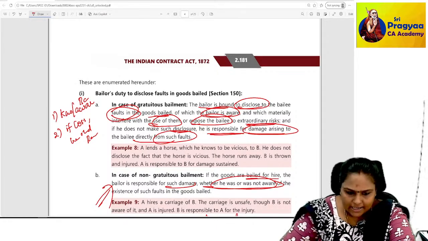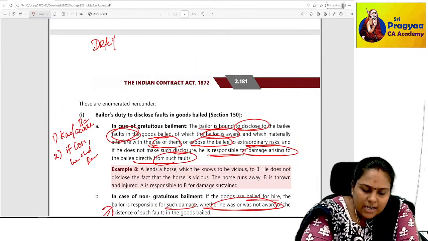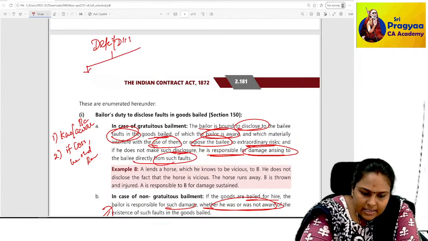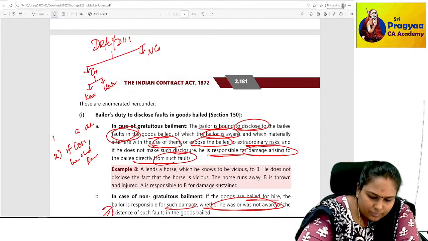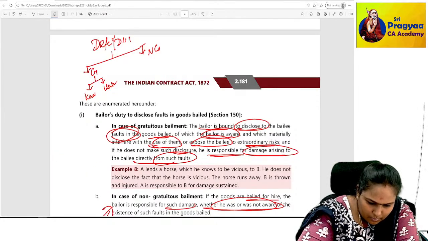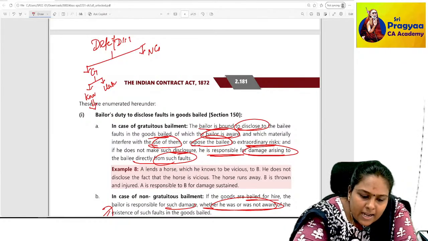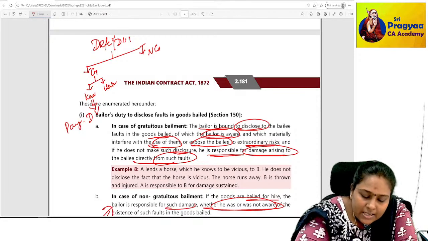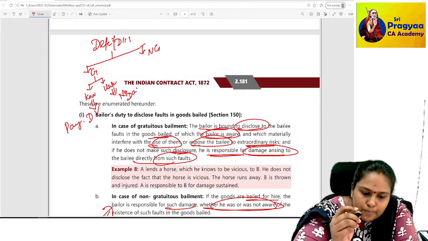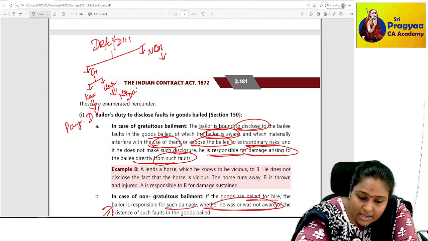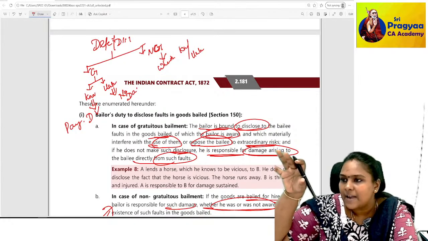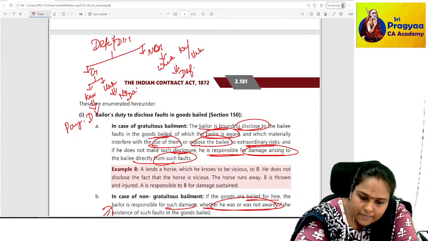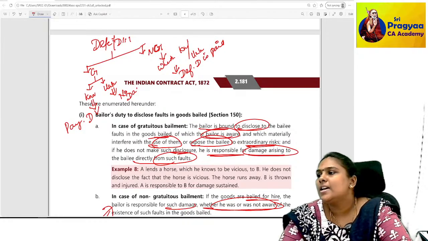Now, if I have to make a chart, when I say defects are disclosed, whether it is gracious or non-gracious. If it is gracious, two parts: fact is known, fact is unknown. If the fact is known, then I will have to pay the damages. If the fact is unknown, no damage has to be paid. Now, if it is a non-gracious bailment, whether the fact is known or unknown, definitely damage is paid. Clear? Please copy this.